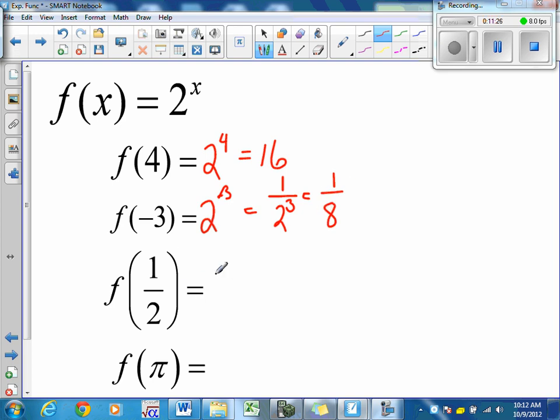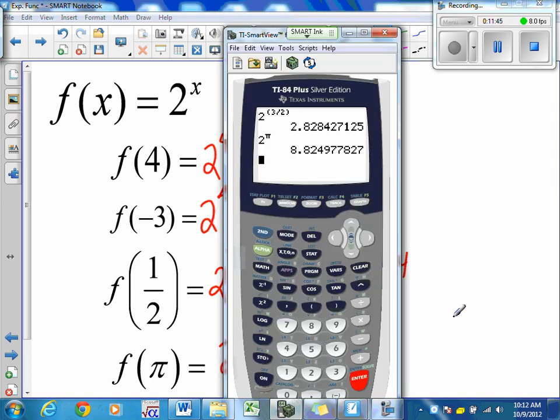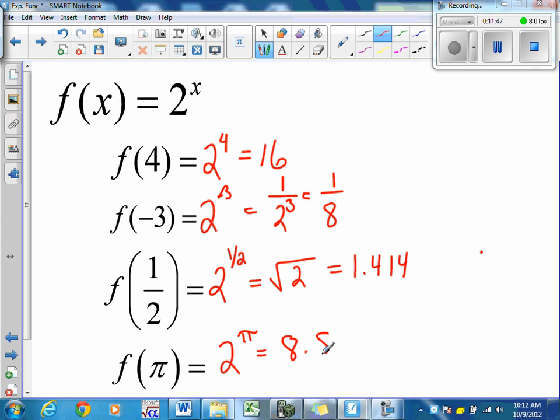2 to the 1/2 for f of 1/2. We can think that's just the square root of 2, or it will be 1.414 in decimals. 2 to the pi. I'm just plugging pi in for x. And that was 8.825. So an exponential function, our variable is just in our exponent, which is new. It's different. We've got to be more careful.